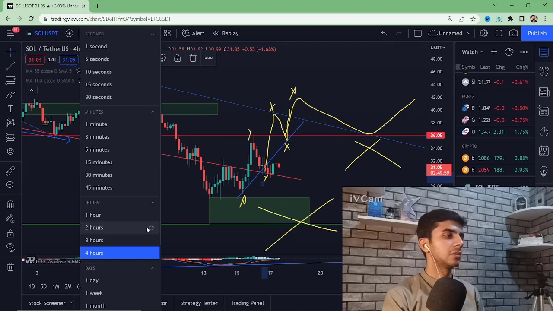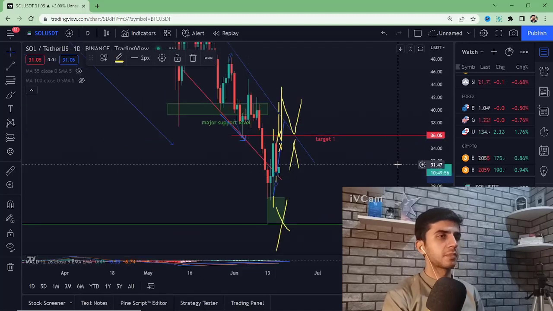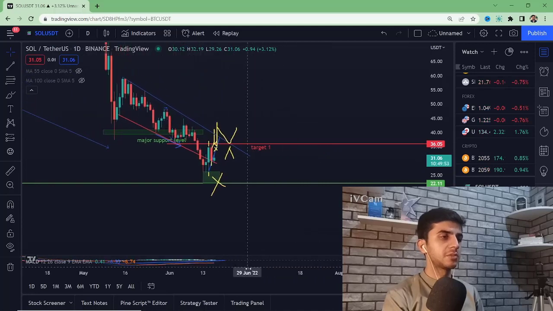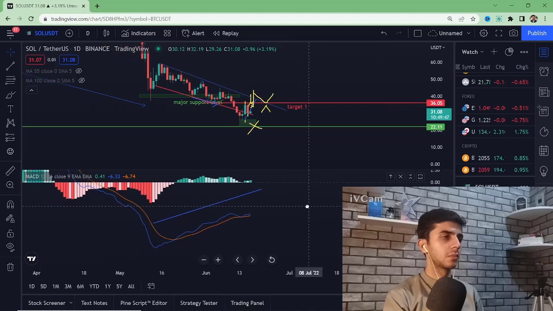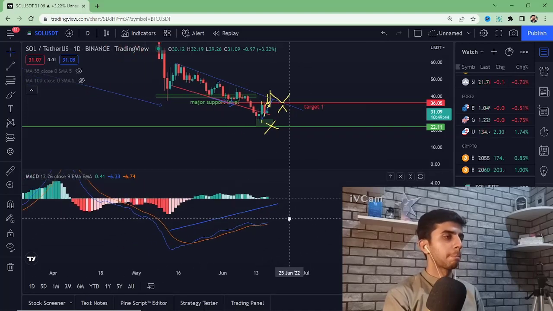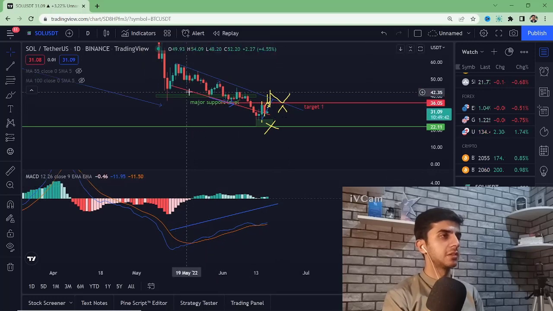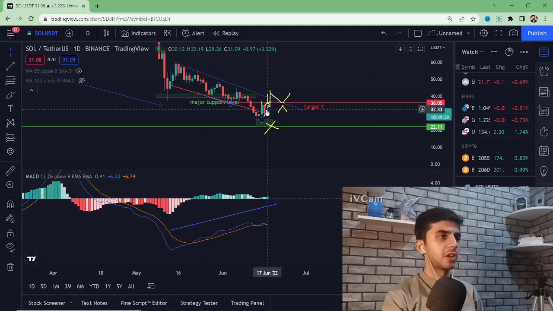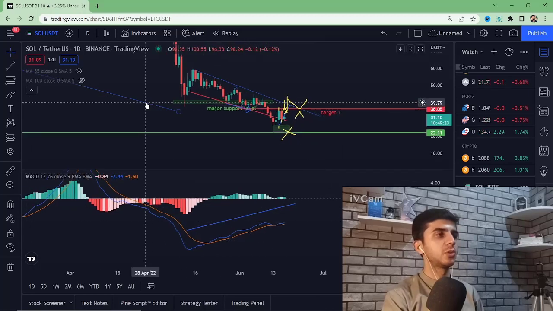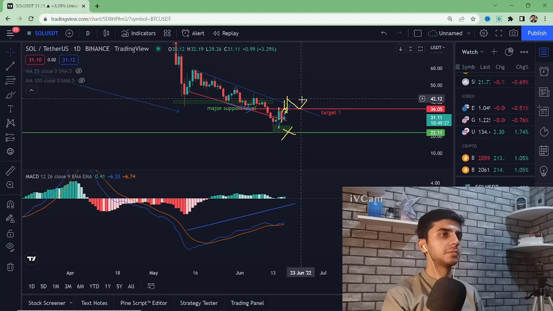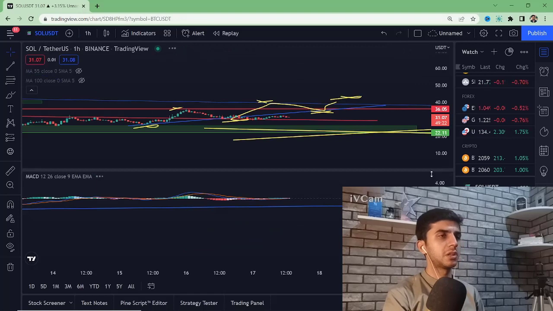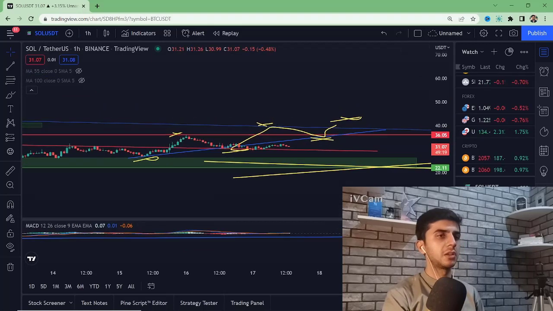Okay, first I will jump to the macro scale and I want to see things there as well. Okay, the MACD has been green since this place, but the price is going down and the MACD is moving up. That is a divergence, just like this previous divergence I talked about. Let me just erase this real quick for you guys. Okay, so let's go to the 1 hour time frame and see if we got anything here.